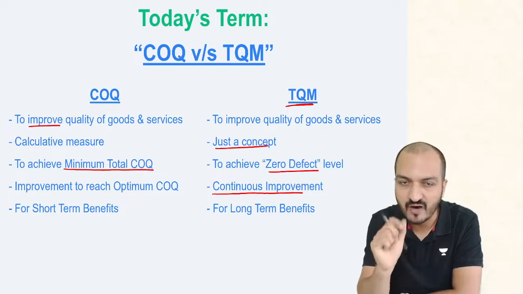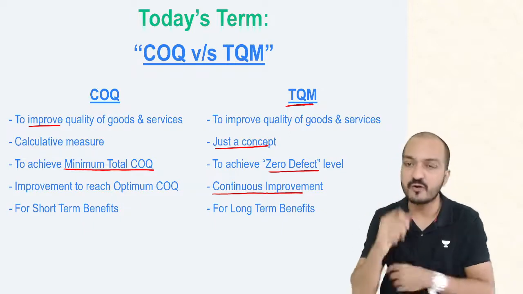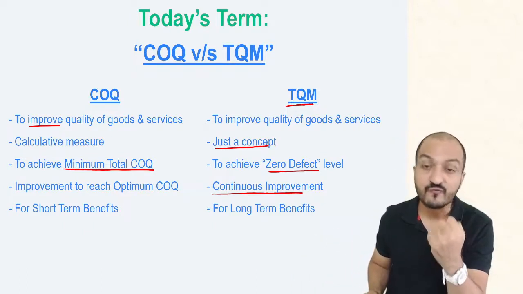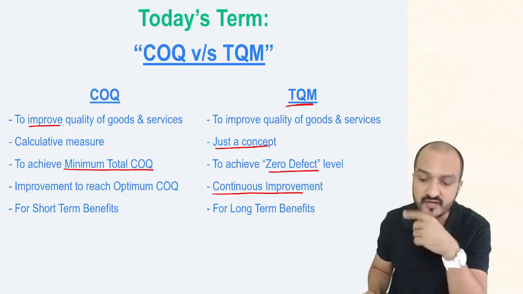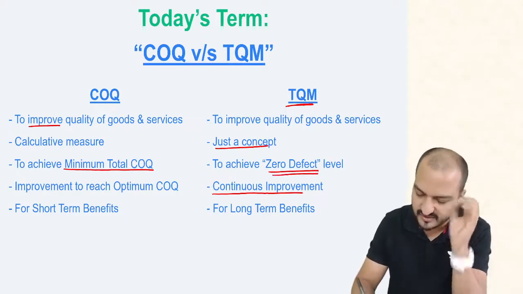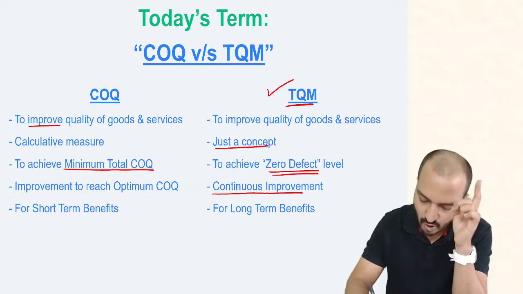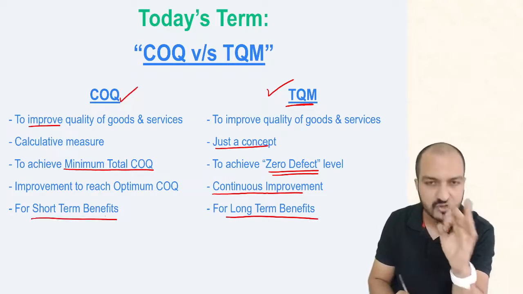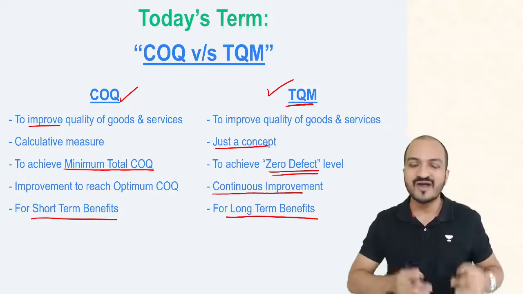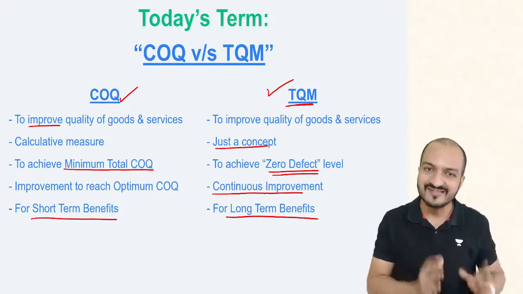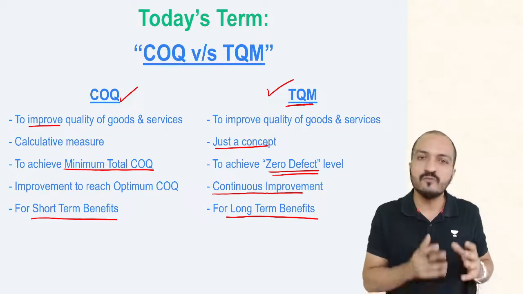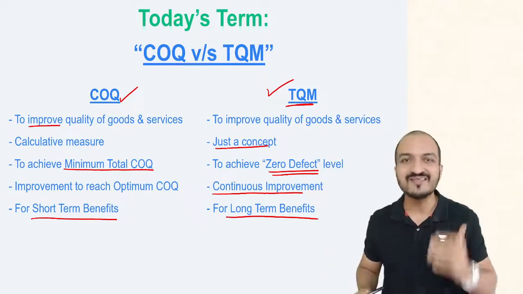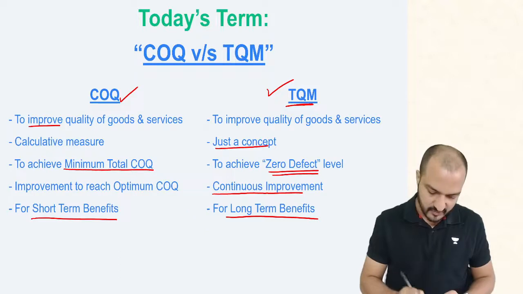However, for the long-term benefit of the company, for long-term growth of the business, for long-term trust building with the customer, for the long-term brand image of the company, it is always advisable to at least try and reach that zero defect level. That's the reason the concept of TQM is for long-term benefits and the concept of COQ is only for short-term benefits. Under COQ, you try to minimize your cost of quality in this year. Every year you just minimize the quality cost of that year, not thinking about future years, while TQM is thinking about future years also, and that's the reason you try to reach zero defect.